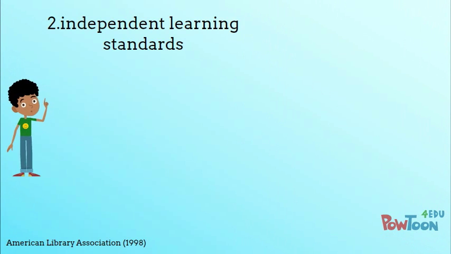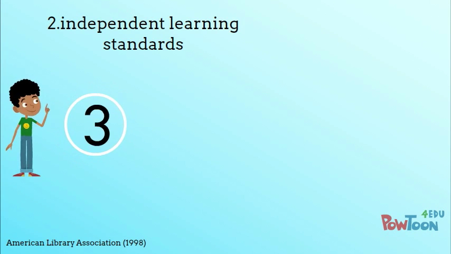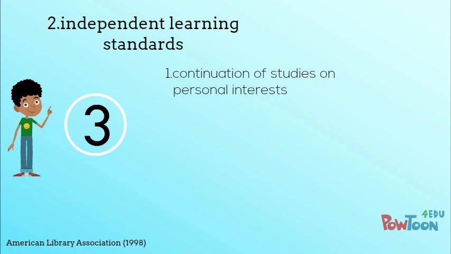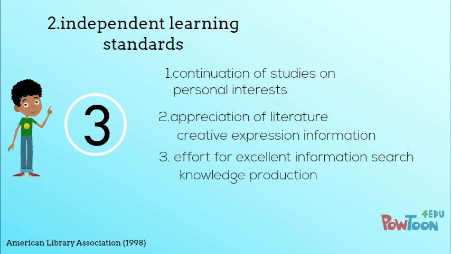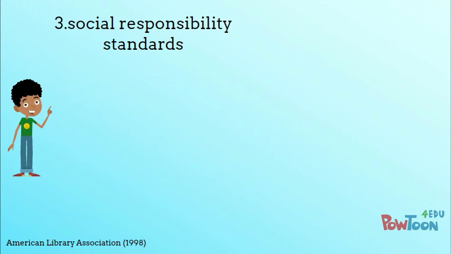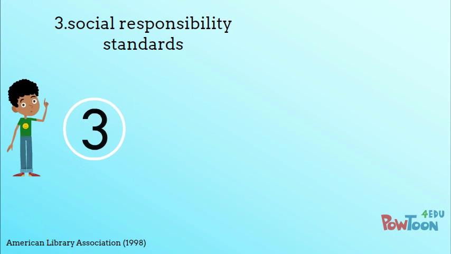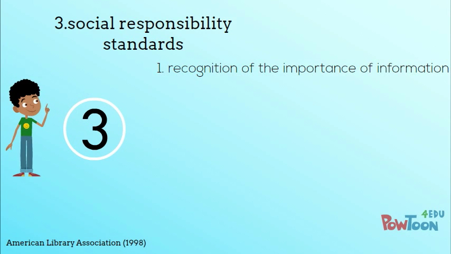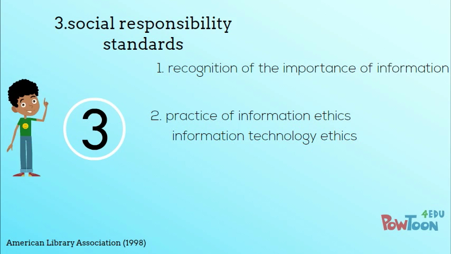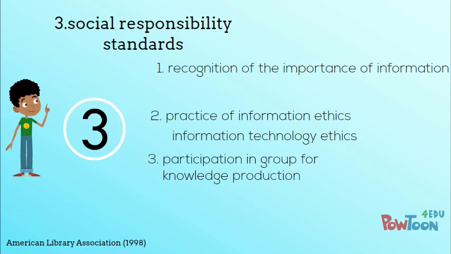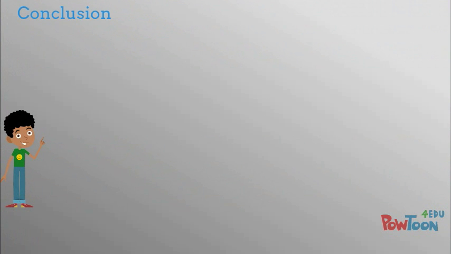Then, independent learning standards. The independent learner is information literate and continues studying information related to personal interests. This kind of student cares about the appreciation of literature and creative expression of information. Finally, the independent learner strives for excellence in seeking information and generating knowledge. Social responsibility standards. The socially responsible information literate student recognizes the importance of information to a democratic society. Then, this student practices ethical behavior in regard to information and information technology. Finally, this kind of student participates effectively in groups to pursue and generate information.